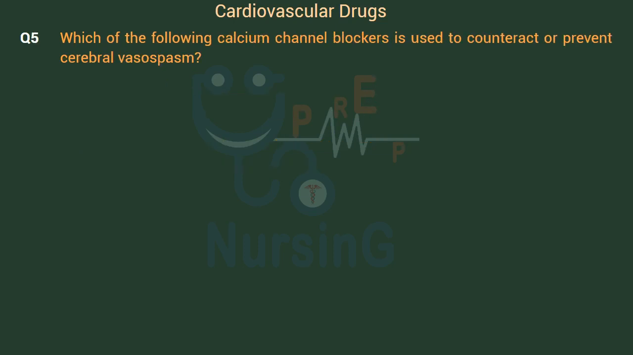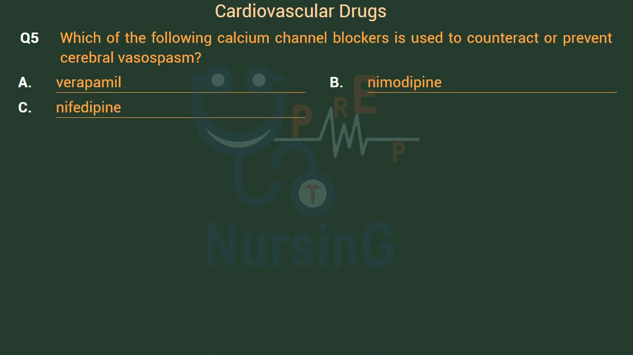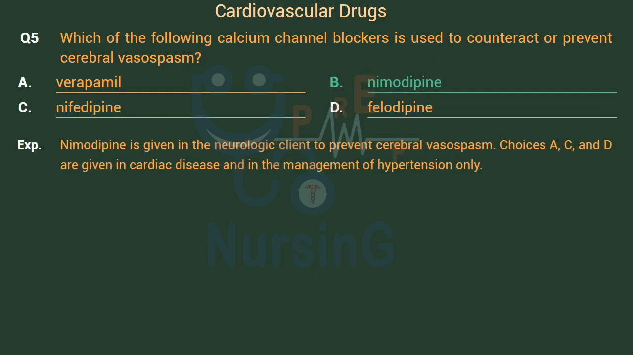Which of the following calcium channel blockers is used to counteract or prevent cerebral vasospasm? Option A. Verapamil. Option B. Nimodipine. Option C. Nifedipine. Option D. Felodipine. Right answer is Option B. Nimodipine is given in the neurologic client to prevent cerebral vasospasm. Choices A, C, and D are given in cardiac disease and in the management of hypertension only.